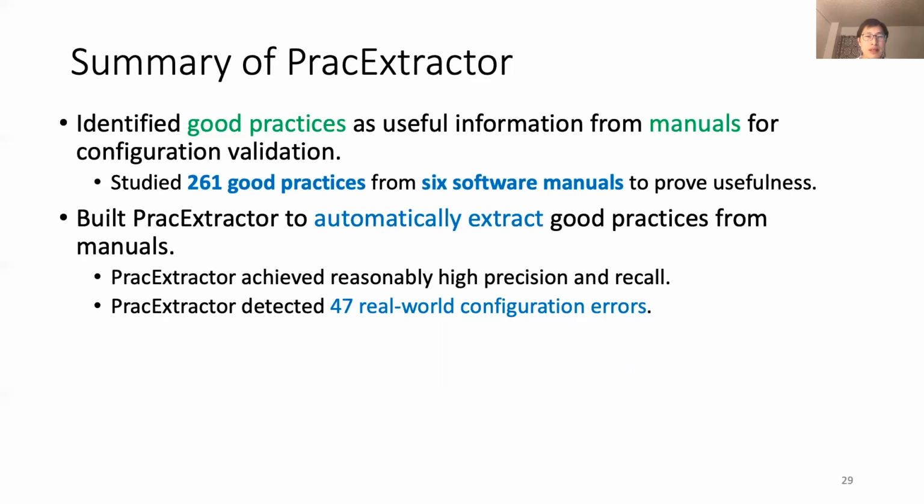To summarize our study, we first identified good practices as useful information from manuals that can be extracted with NLP techniques, and then with these extracted good practices, we can build automatic tools to detect configuration errors. We studied 261 good practices from 6 software manuals to prove the usefulness of the good practices. Then we built PracExtractor to automatically extract good practices from manuals. Our evaluation shows that PracExtractor can achieve a reasonably high precision and recall. PracExtractor can also detect 47 real-world configuration errors that have been confirmed by those image maintainers.